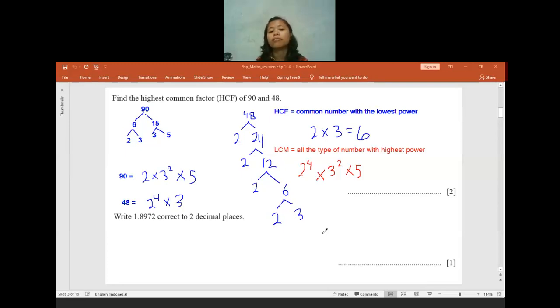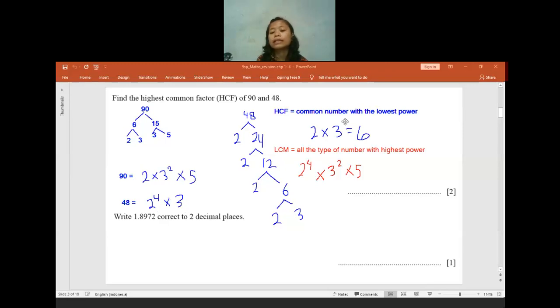After you're done making the factor tree, now you have to make the product of primes. So you check how many 2s are in the factor tree. It will be only one 2, so I just write it down as 2. There are two 3s, that's why it becomes 3 to the power of 2 and then times 5. For the 48, there are four 2s. That's why I wrote it as 2 to the power of 4 and then times 3.